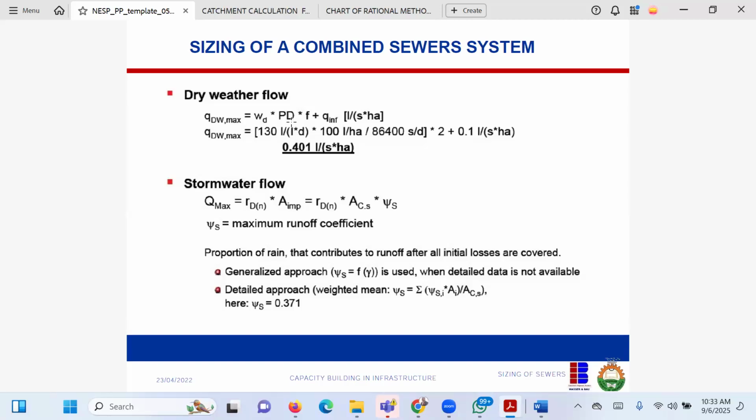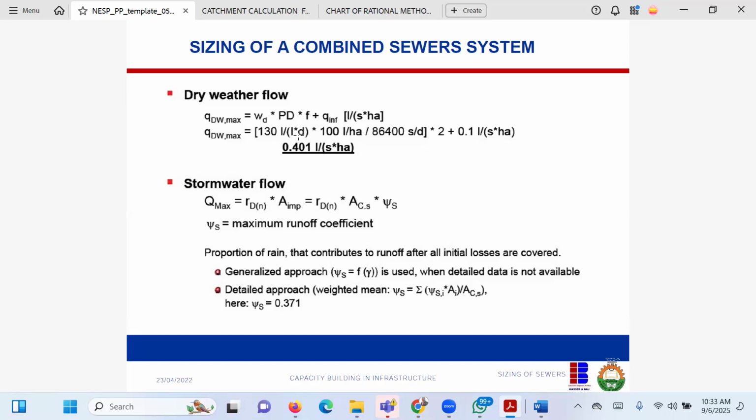So here, we said that the drinking water requirement per person is 130. So we multiply by the hectare. Now, this can be confusing for some of us, but hold on, let me just explain to you. This is 130 liters per capita per day. You multiply it by 100 persons per hectare.